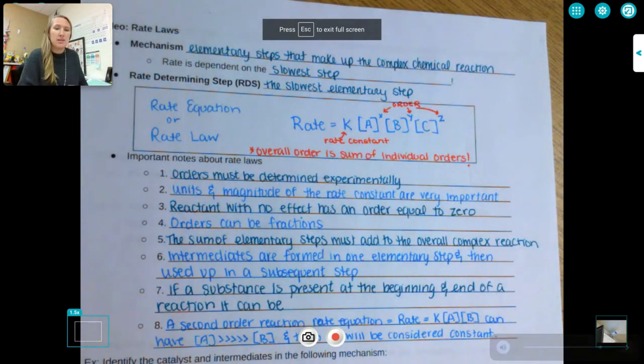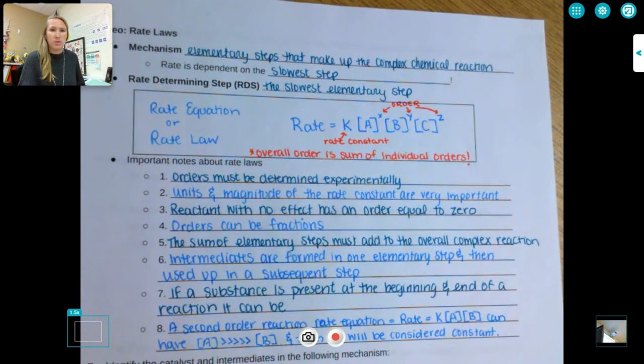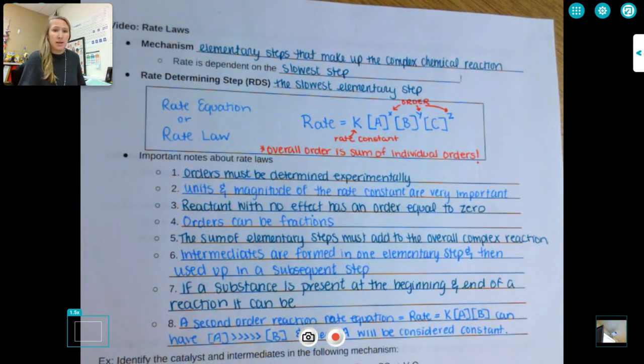Hey AP, in this video, we're going to talk about rate laws. So in our last video, we talked about different ways that we can speed up or slow down a reaction happening. And this time we're going to look at, well, how can we quantify that into a rate? So how can we measure that? And we can measure it using a couple of different methods. But first we should start at the beginning.